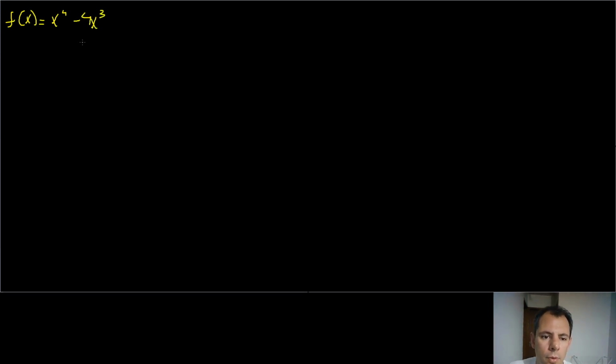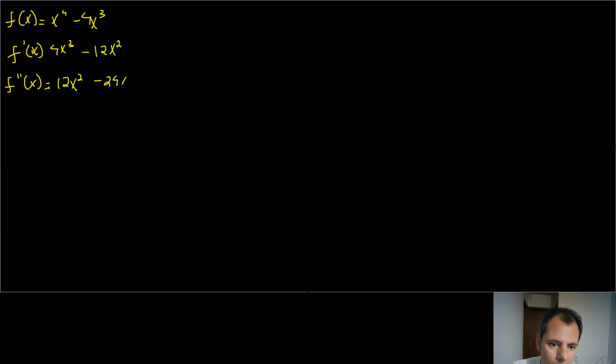x to the fourth minus 4x cubed. So the first derivative with respect to x is going to be 4x cubed minus 12x squared. The second derivative will be 12x squared minus 24x. Okay, so let's find the critical points. Let's find the critical x values for the first derivative, when this is going to be 0.